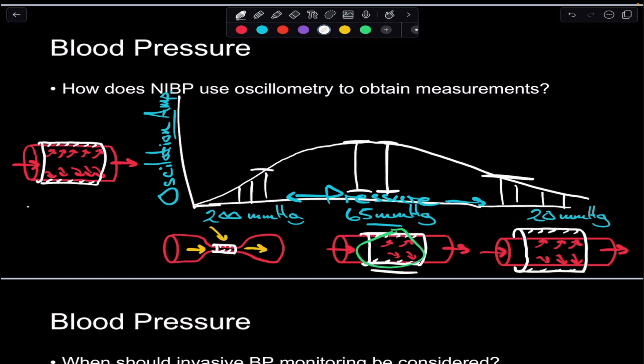The two things that can influence or make this measurement inaccurate: if you have too small of a cuff, it's going to be too tight, and you're going to get falsely high pressure readings. And if you have too large of a cuff, it's going to be too loose, and you're going to get falsely low pressure readings.